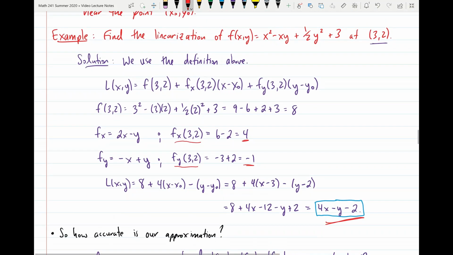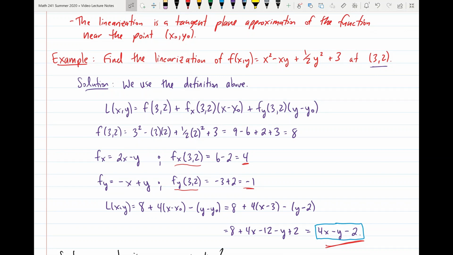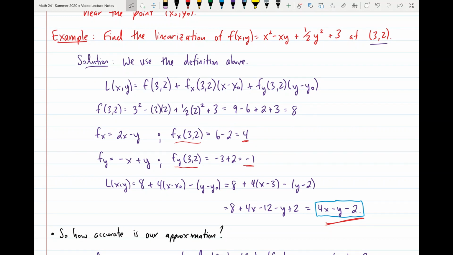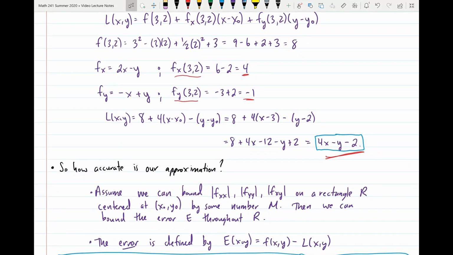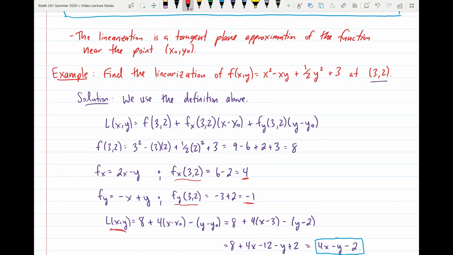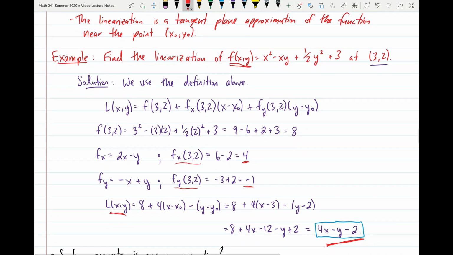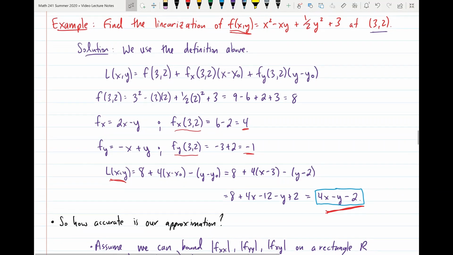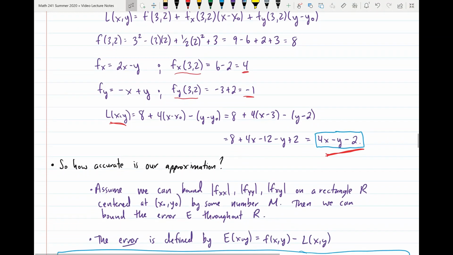If we pick points that are sufficiently close to (3, 2), just to make sure that our approximation is relatively accurate, and we plug them into this function L of x, y, the value that pops out should be pretty close to the value that we would get if we plugged the same point into our actual function. So f of x, y is going to be pretty close to L of x, y as long as we're looking at points that are pretty close to the point (3, 2).